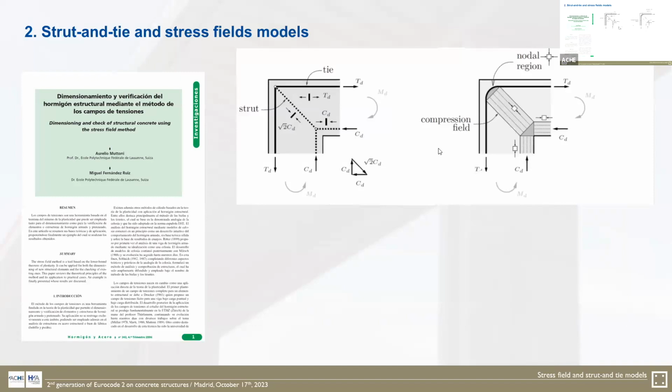Sometimes we are aiming at knowing what is the stress state in the concrete, for instance, to verify nodal regions, and working with the stress field is extremely efficient. Sometimes we are trying to design the reinforcement, how much, what section we need for the reinforcement. And this is perhaps more convenient to be done with the strut and tie. So working in a combined manner is always a nice step.